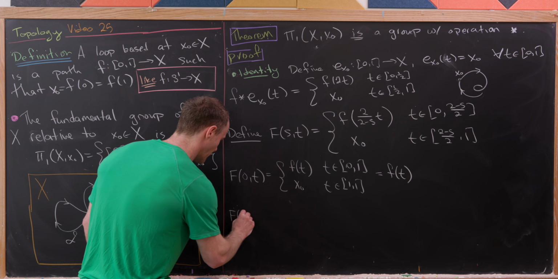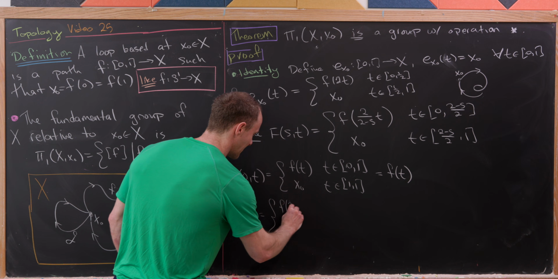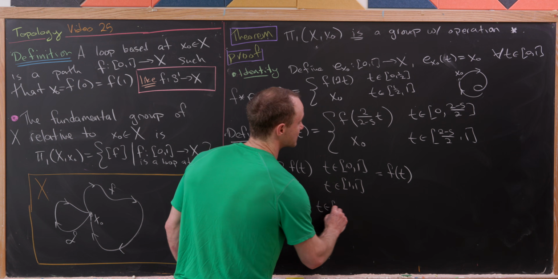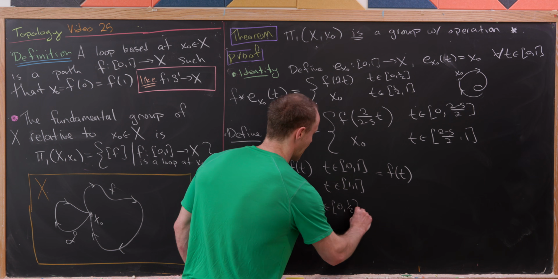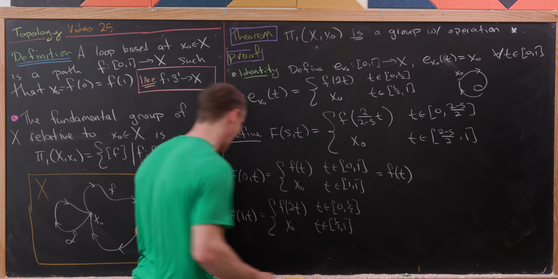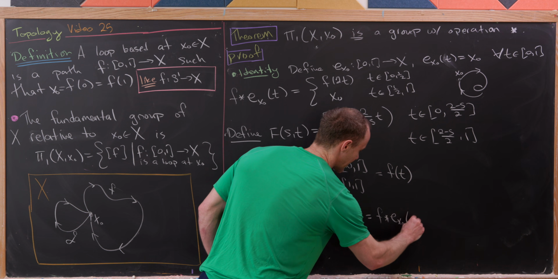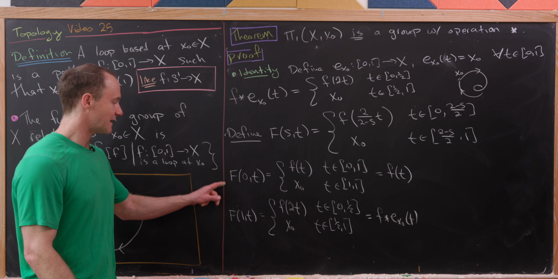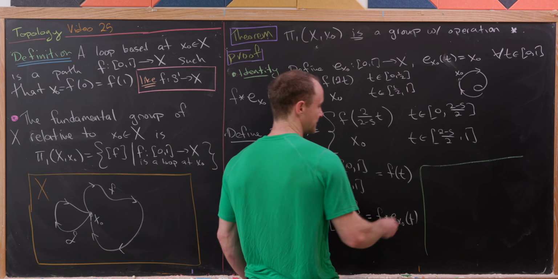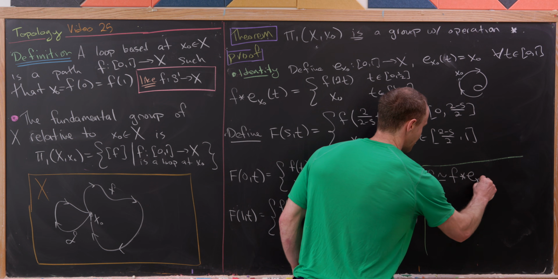Now let's look at f of 1 comma t. And let's observe that that gives us the following. So that's going to give us f of 2t when t is on the interval from 0 to 1/2. And then it'll give us x naught when t is on the interval from 1/2 to 1, as needed. But let's observe that that is exactly f star e sub x naught evaluated at t. So that means this capital F is a homotopy. But what does that mean we've proved? We just proved that f is homotopy equivalent to f star e sub x naught.